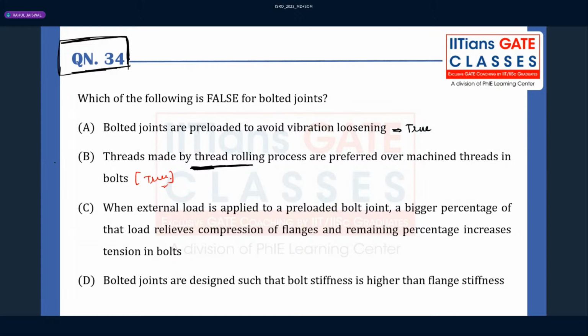When the external load is applied to the preloaded bolt joint, a bigger percentage of that load relieves the compression of the flanges, and the remaining percentage increases the tension in the bolt. That is correct. This is also true. Now, bolted joints are designed such that bolt stiffness is higher than the flange stiffness.